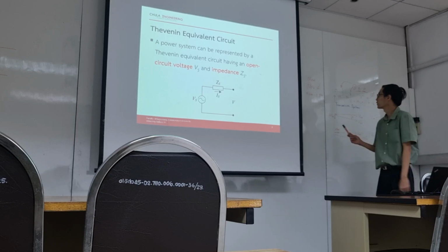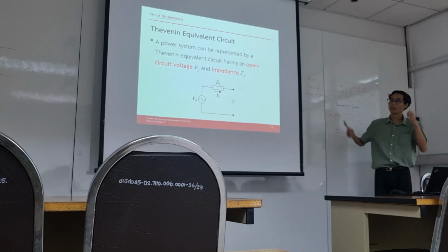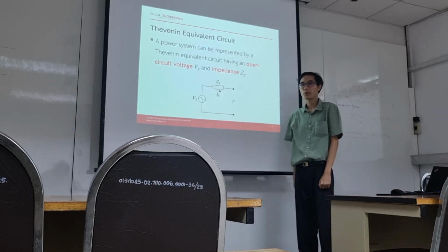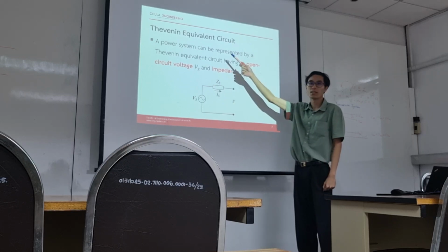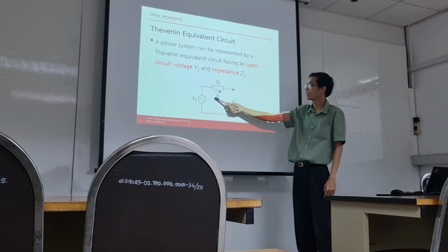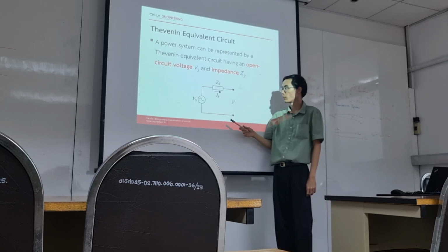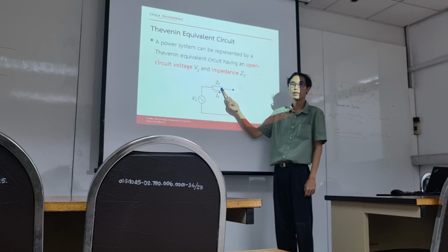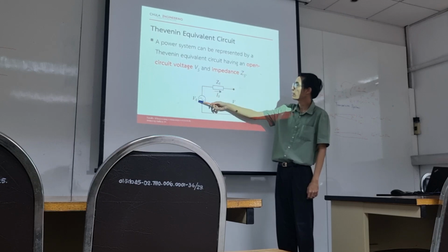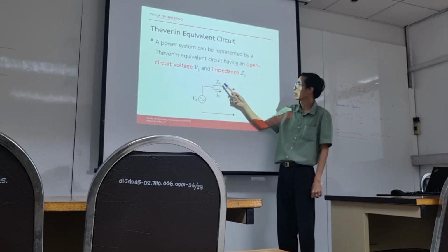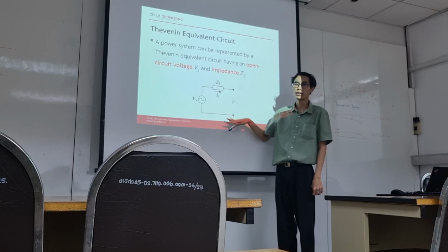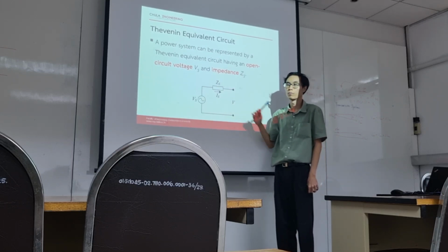So first, we want to talk about this voltage source. The entire transmission system can be represented by a Thevenin equivalent circuit. You know this Thevenin equivalent circuit. The entire transmission network can be represented by this. The Thevenin equivalent circuit will include voltage source and impedance. Voltage source VS is called open circuit voltage, and this is Thevenin impedance. This is the equivalent circuit of the entire transmission system.